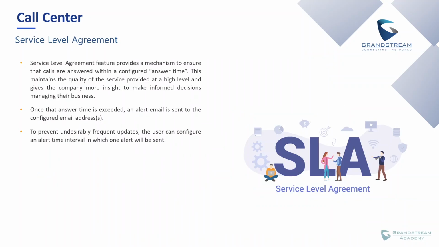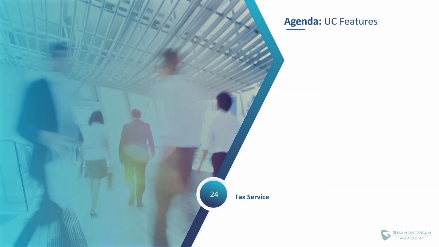And next we are going to talk about the service level agreement. Service level agreement is a feature in the UCM 6300 series that ensures calls are answered within the optimal time. This time can be configured based on the company's policy. Once a percentage of calls are not answered within the defined time, the UCM 6300 will send an email notification to the configured email. The threshold of the percentage of the calls that aren't answered within that time can also be configured. And now we're going to talk about fax service.